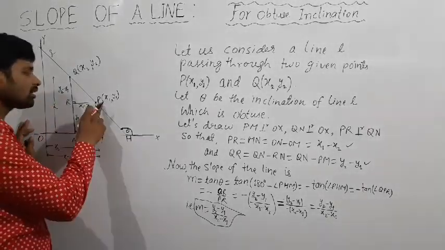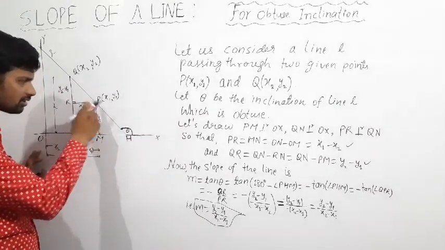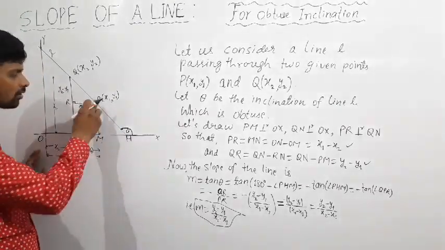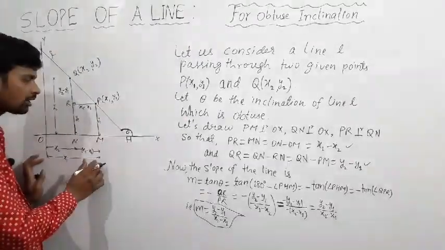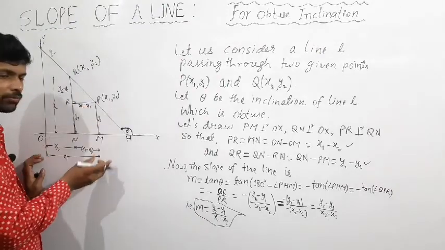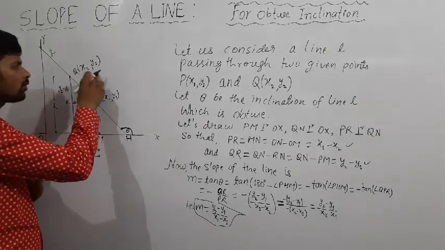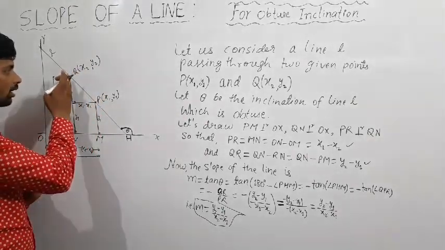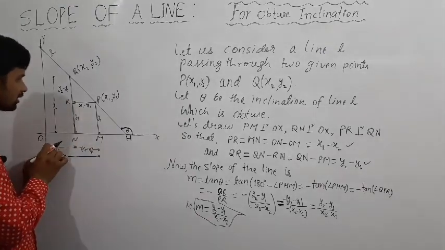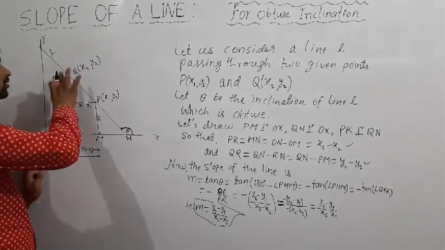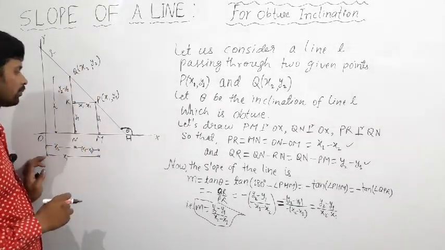Now since the coordinates of P are x1 and y1, the horizontal separation of this point from the origin, or from the y-axis, will be x1, and the vertical separation from the x-axis will be y1. Similarly, the coordinates of Q are x2, y2. Obviously, point Q is separated from the origin in the direction of the x-axis by the distance x2, and in the direction of the y-axis by the distance y2.